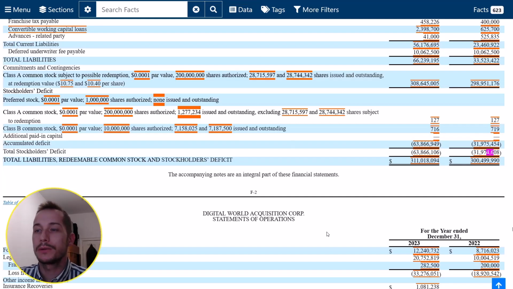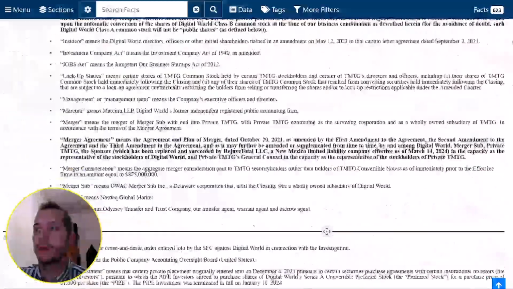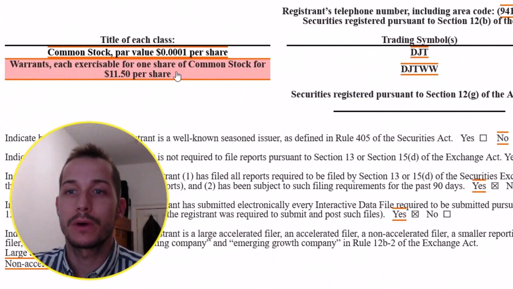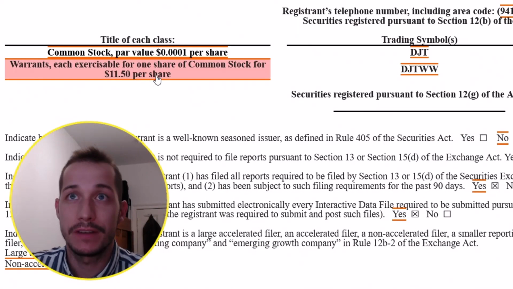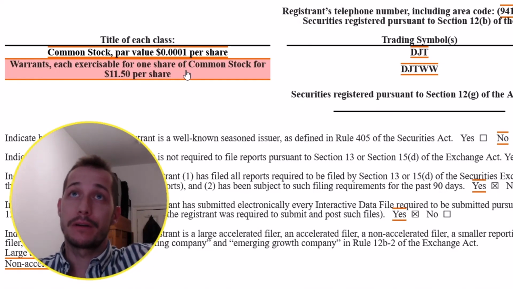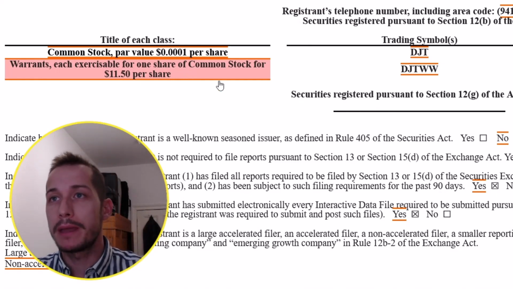Coming back to the 10K, if you go all the way up, right here, you're going to see something called warrants, each exercisable for 1 share of common stock for $11.50 per share. Now, this is the first major, I don't even know if I would say first major red flag. This is one of the big red flags.